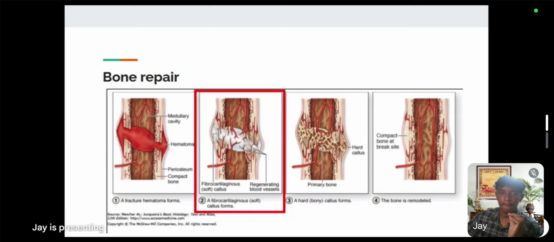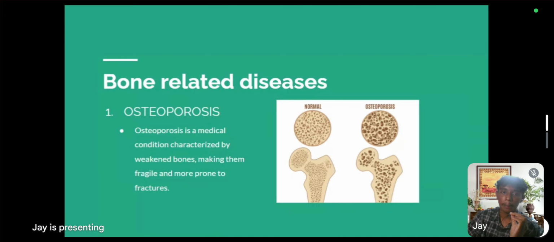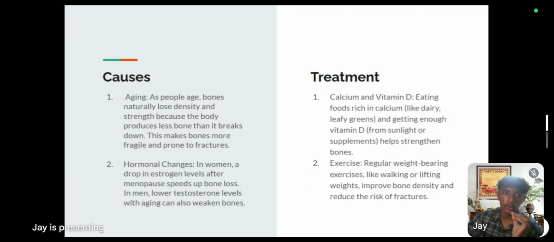Okay, so next, let's take a look at bone-related diseases. One of the more famous bone-related diseases is osteoporosis. As you can see in the picture, normal bone doesn't have as many pores, but in osteoporosis, the bones are very porous. So osteoporosis is basically a medical condition characterized by weakened bones, making them fragile and more prone to fractures. So let's look at the causes of why this happens.